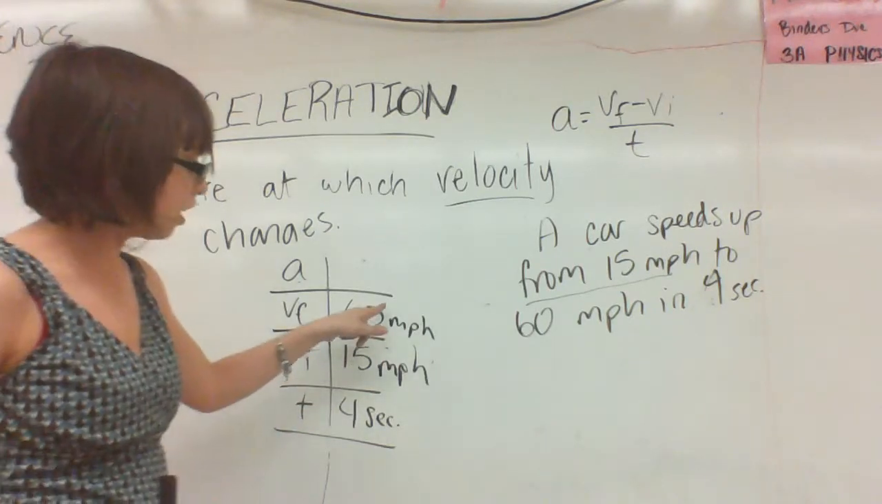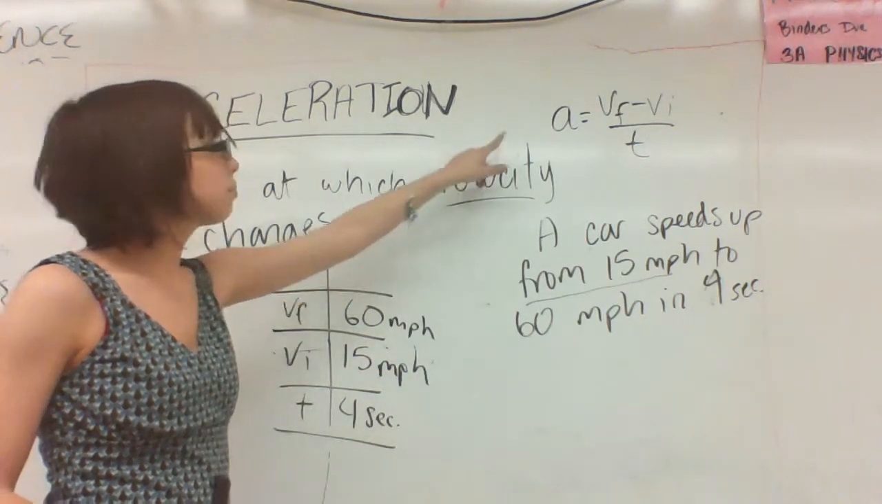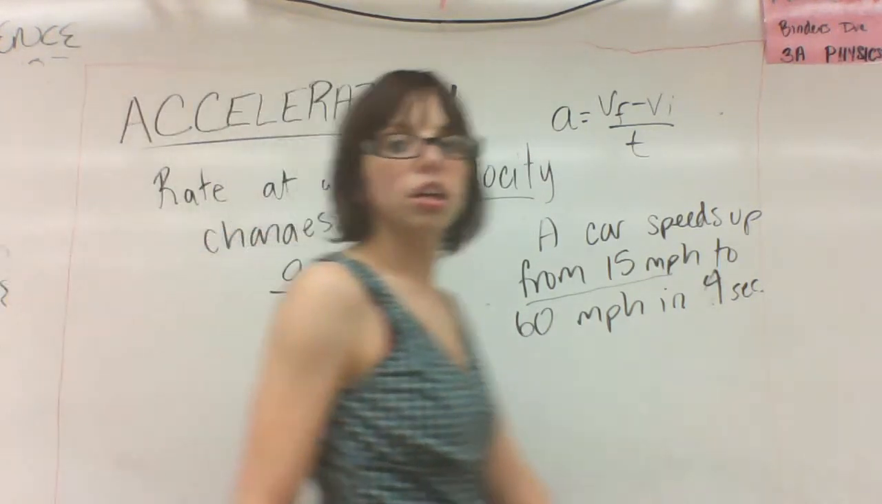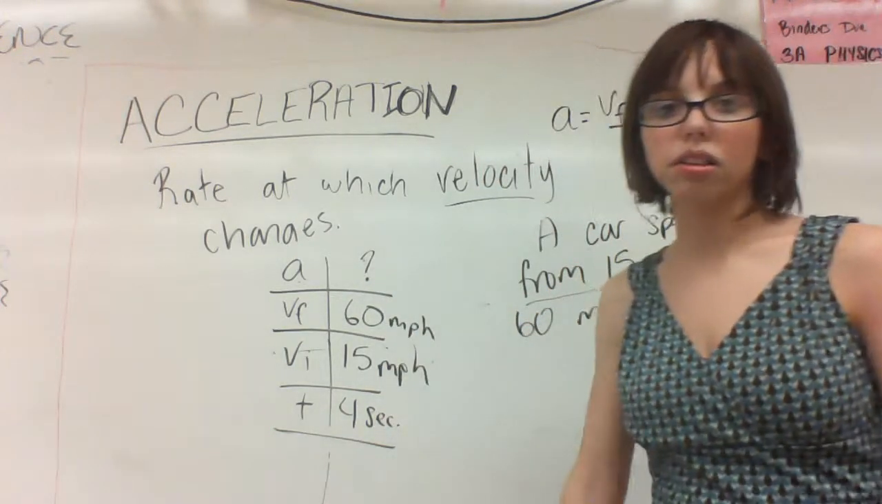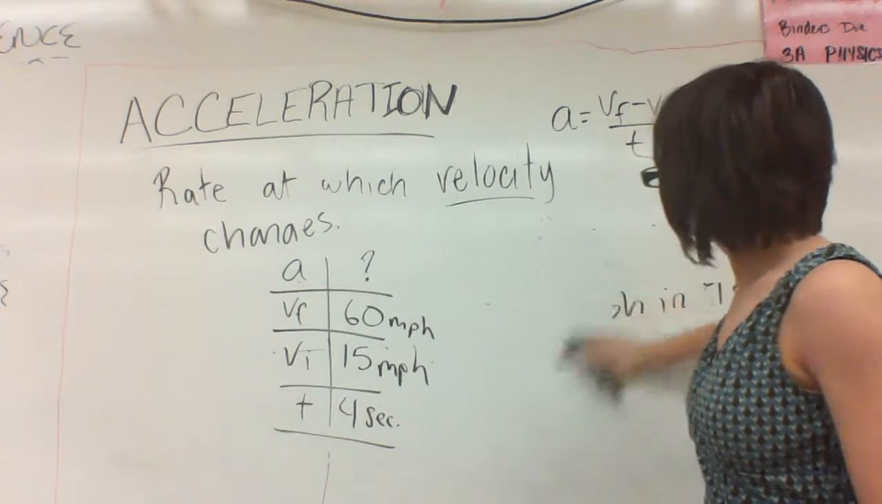And please note that when I'm making these, I'm putting my units in here. That's going to help me when I plug it into the formula to see what I need to report at the end of my problem. So, I have 3 variables. I'm missing only 1. That means I can work with it. I need to find my acceleration. So I'm going to go ahead and erase that.